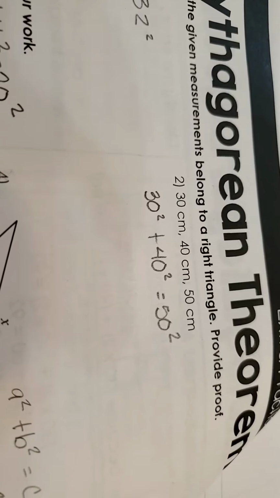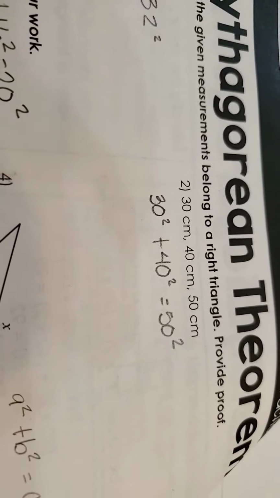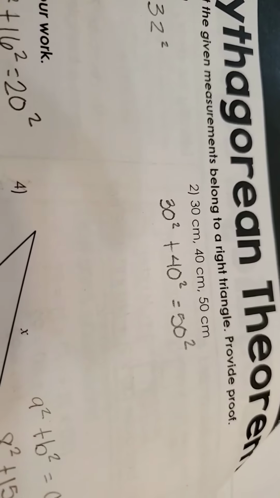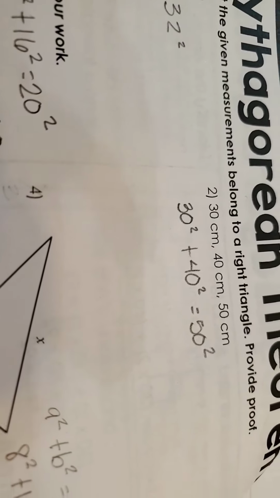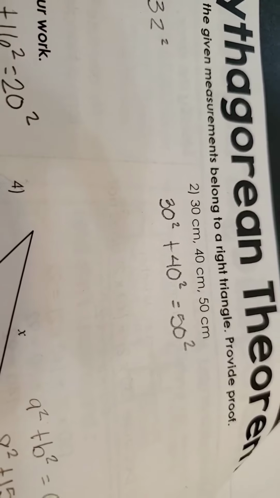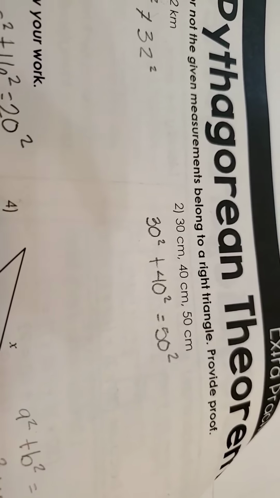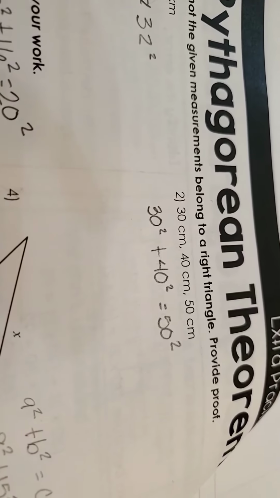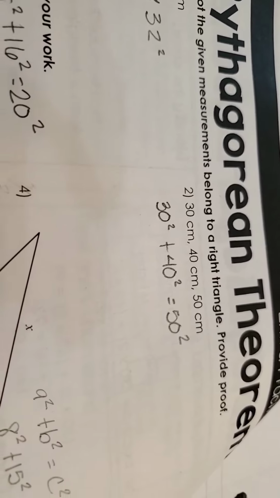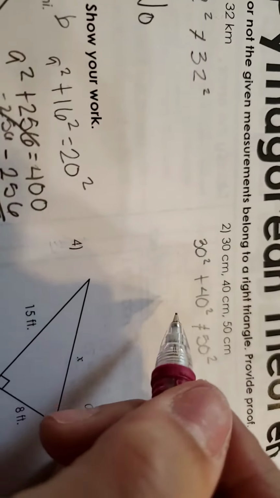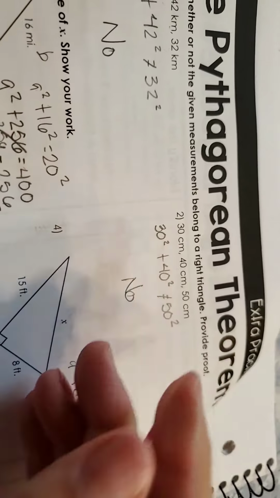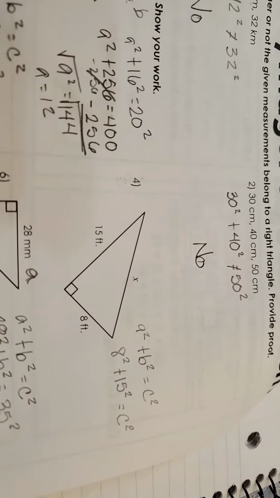I know when I'm looking at this that there is no way that 30 squared plus 40 squared is going to be less than 50 squared, or more than 50, or equal to. How about that? Because even if I add 30 plus 40, I get 70. And 70 squared is definitely not the same thing as 50 squared. So this again is a no. Okay, so that's an easy way to figure it out.